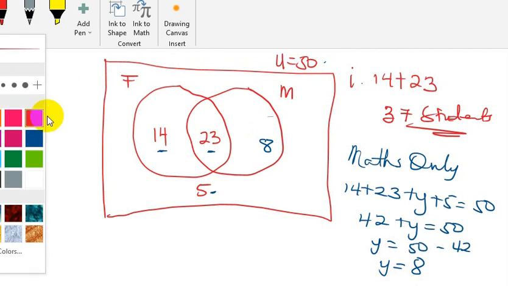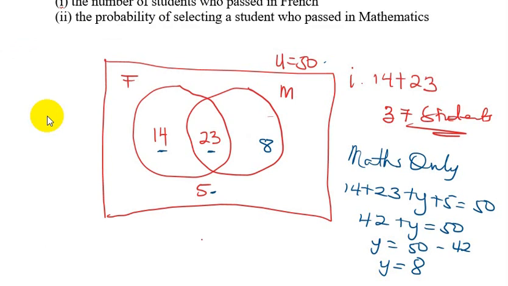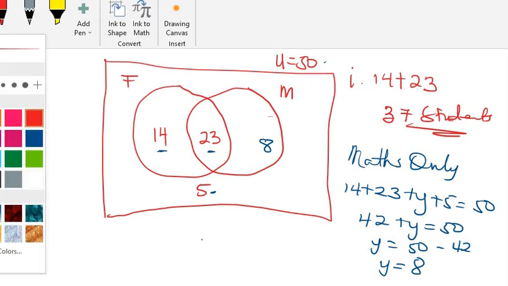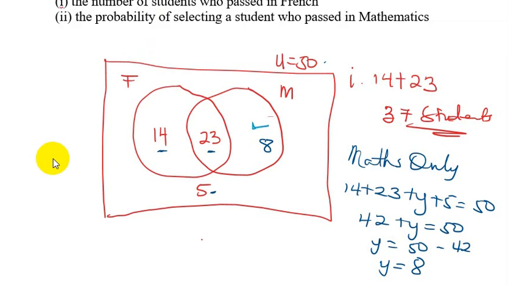So having the 8, let's go back to the probability question. It's saying that we find the probability of selecting a student who passed in math. Now those here passed in math only. Those here passed in math and French. Those here passed in French only, and those here didn't pass any of the subjects. So if we're talking about math, we are talking about this big circle, the whole of this circle. That is math.